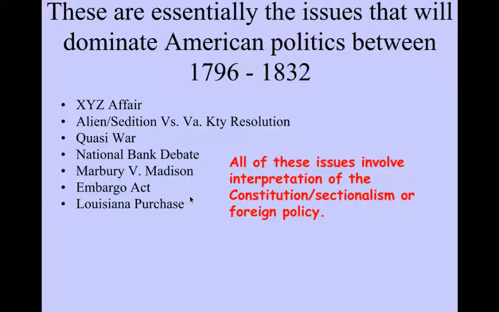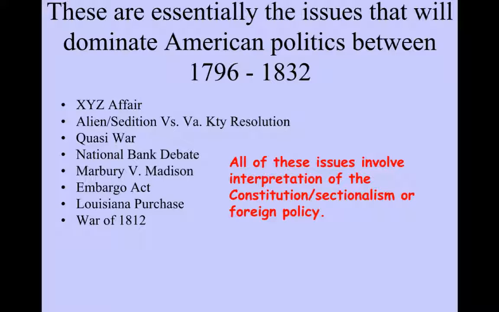The Louisiana Purchase. I was talking to a student about this, and I want everyone to hear this. I'll get to the War of 1812 in a second. But it's easy to categorize Jefferson as a hypocrite, and the Louisiana Purchase is a good example of this.